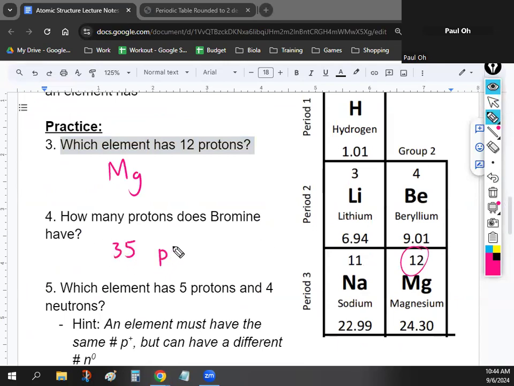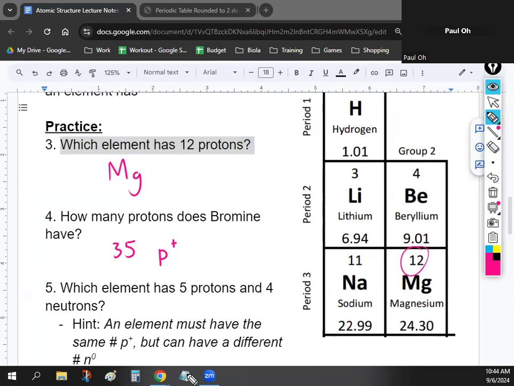35, and then I sometimes shorthand protons like this, so if you want to do that as well, you can, just P and then a plus next to it. Okay, so number 3 is Mg, 12 protons, and bromine has 35 protons. Any questions about that? Hopefully that's not too bad.